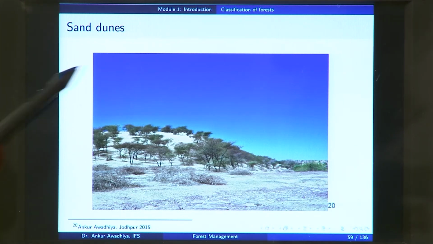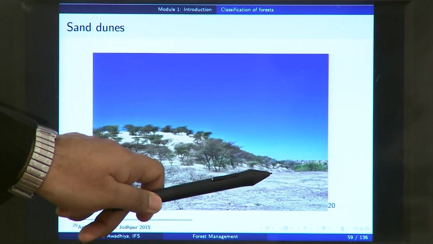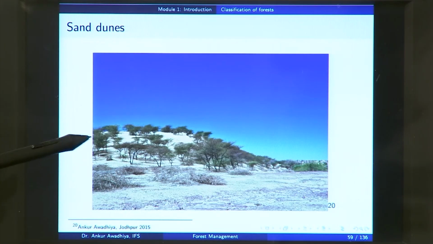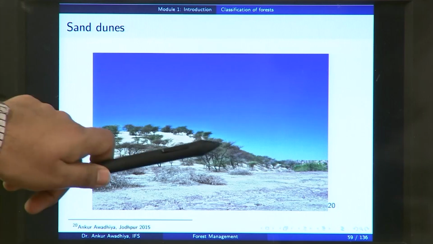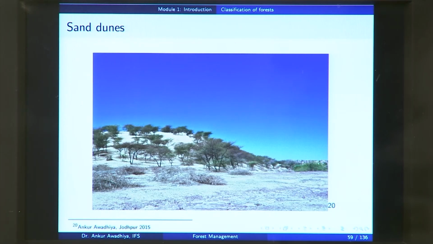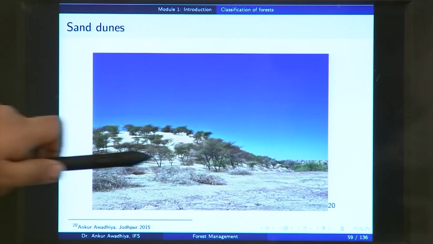So, this picture from Jodhpur shows you that you have some grasses, and this is a big sand dune. These trees were later on planted. These are an exotic species to stabilize the sand dune, so that it does not move, but more or less you can see that you will find sand, you will find grasses, you will find some thorny vegetation.